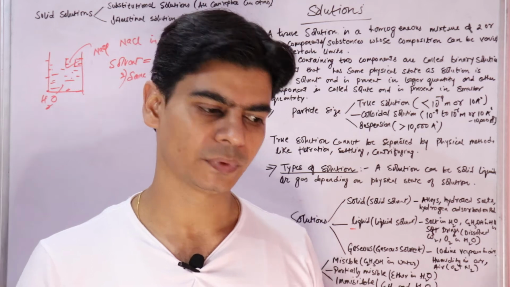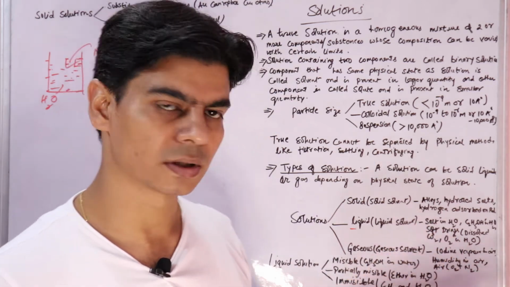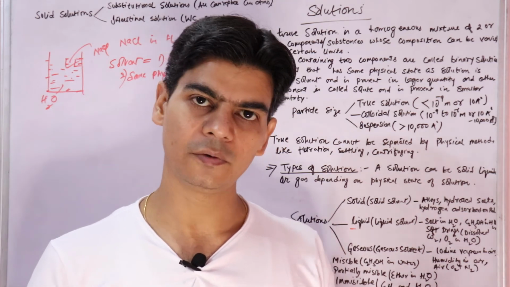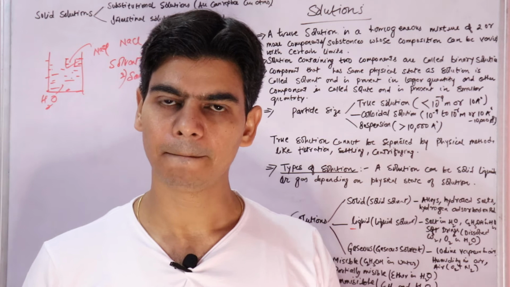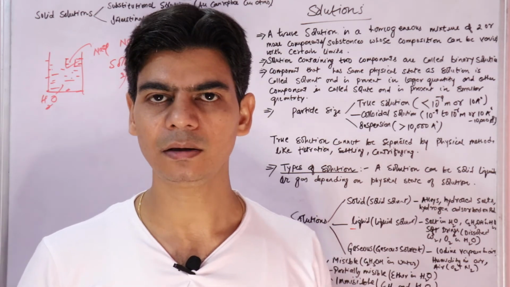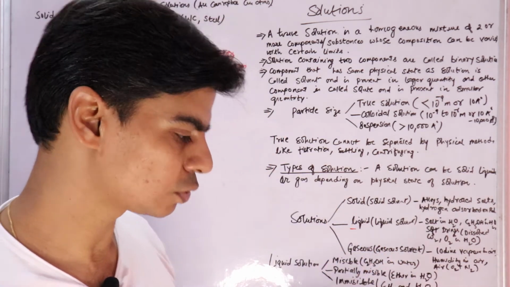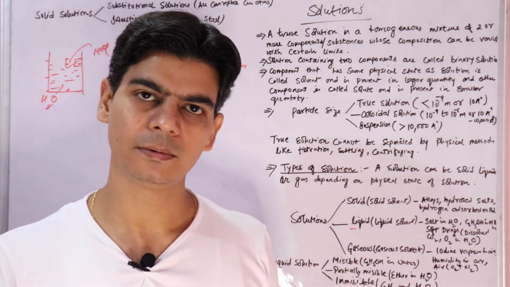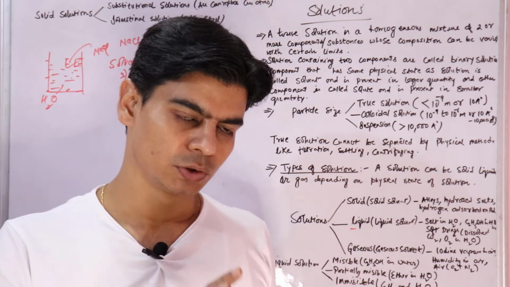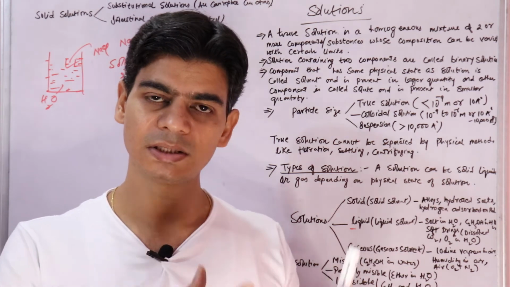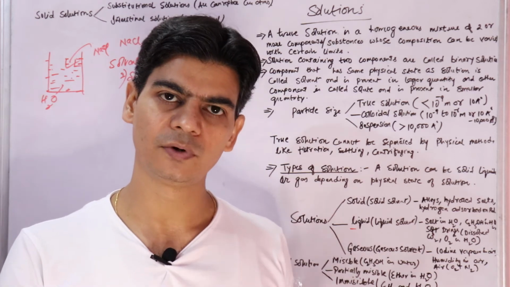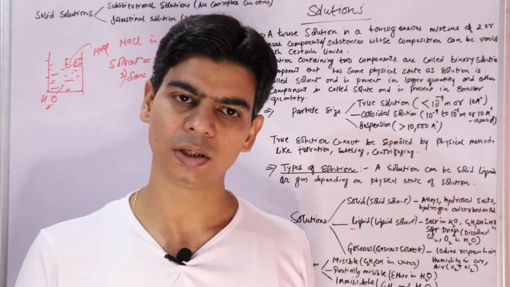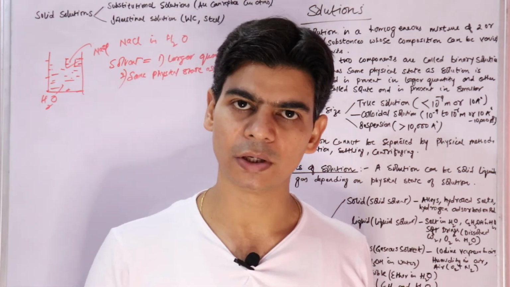Steel is a solid, right? So the solvent would be iron, which is again a solid. So in solid solutions, the solvent would always be a solid, right? So steel, which is a solid, is a solid solution. The solvent would be iron, which is in larger quantity, and carbon, which is in lesser quantity, is a solute, which is a solid solute.